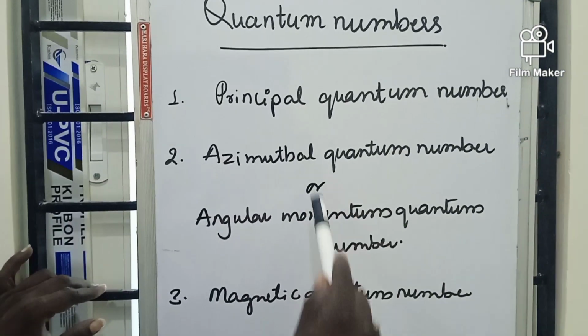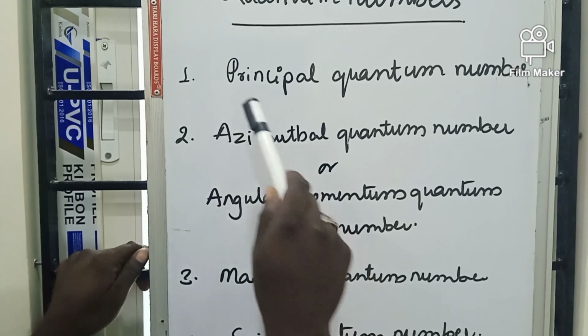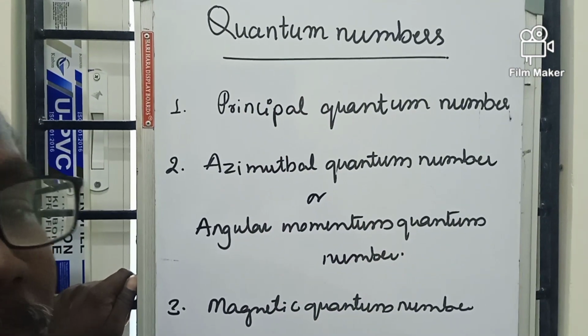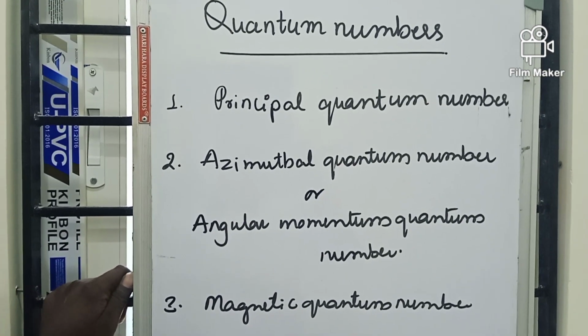Today's topic is about quantum numbers. There are four types of quantum numbers. Before discussing these quantum numbers, first of all, what are quantum numbers? Let's discuss.